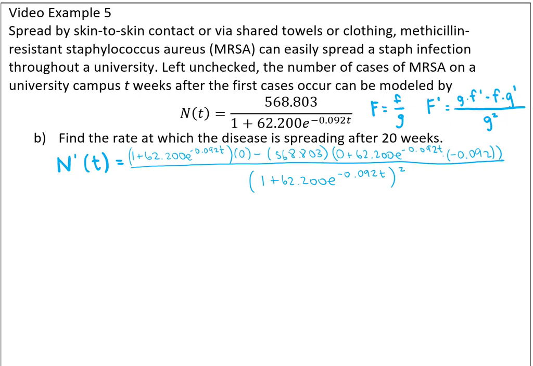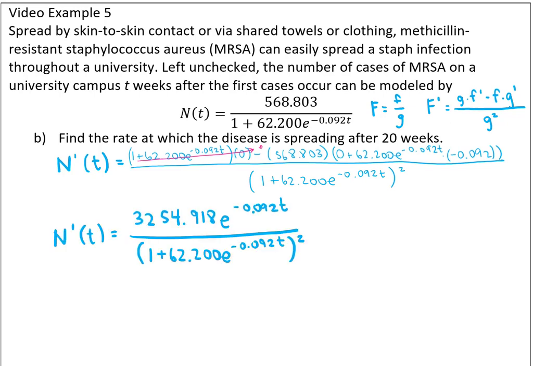So I wrote all of it out, but we have the denominator times the numerator's derivative, and the numerator was just a constant, so this whole thing goes away to 0. And then we had another 0 here, so we just need to multiply the 568.803 times the 62.200 times the negative 0.092 to simplify that numerator. So this is what I get when I simplify the negative 568 times the 62.2 times the 0.092. I get this value here.